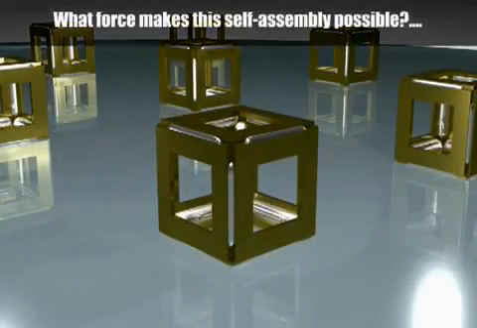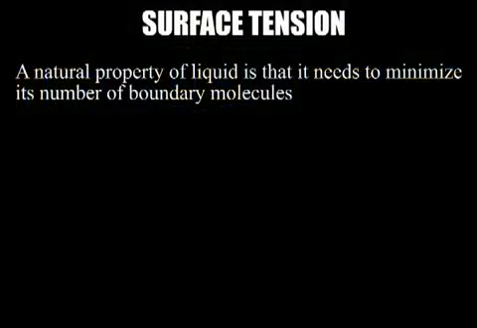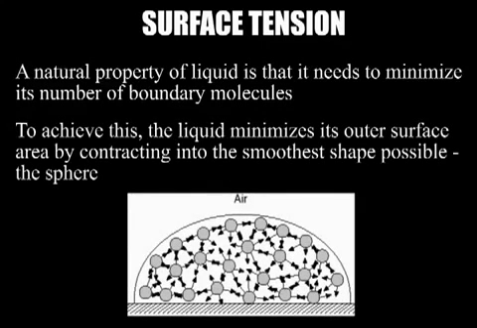What force makes this self-assembly possible? A phenomenon known as surface tension. A natural property of liquid is that it needs to minimize its number of boundary molecules. To achieve this, the liquid minimizes its outer surface area by contracting into the smoothest shape possible, the sphere.